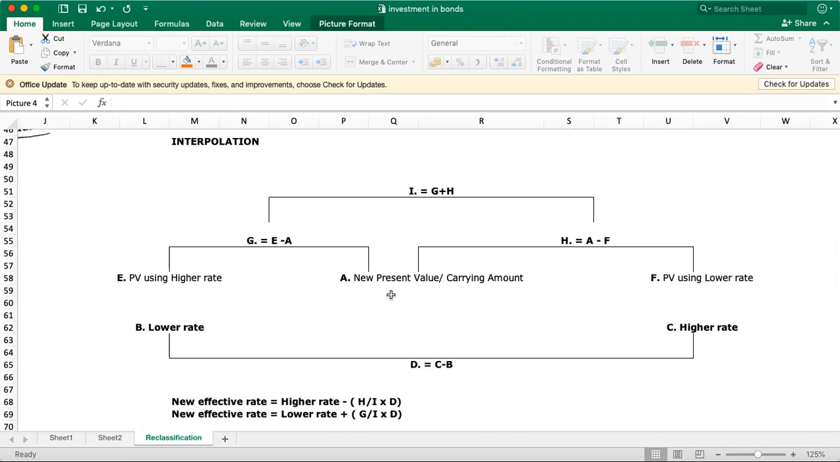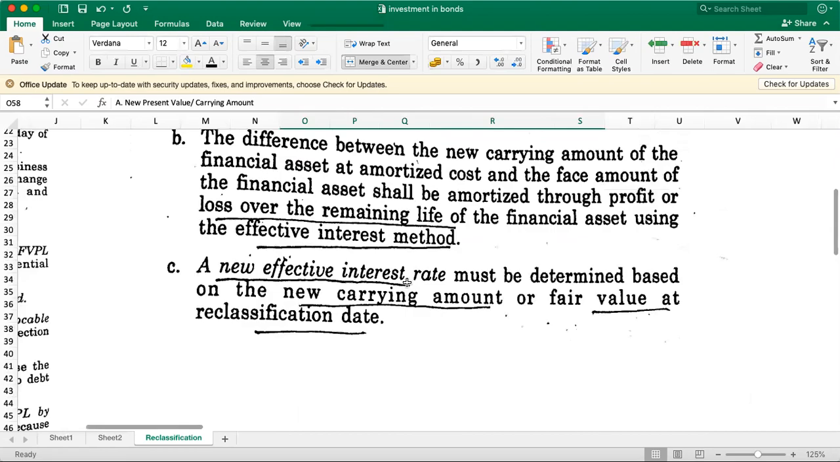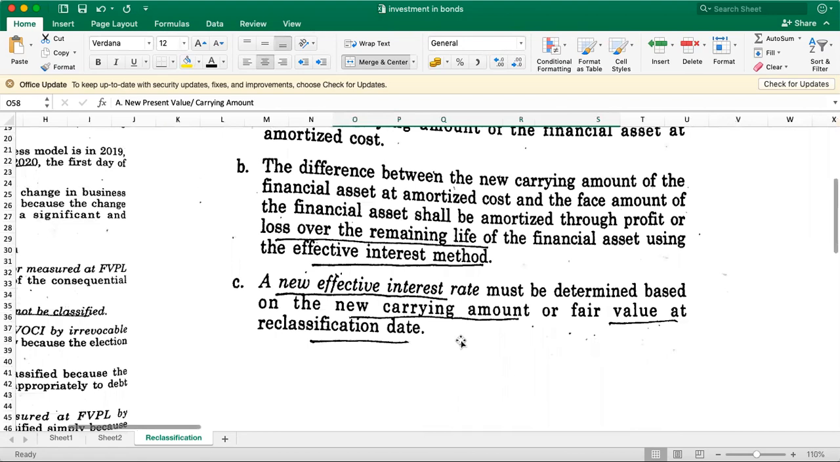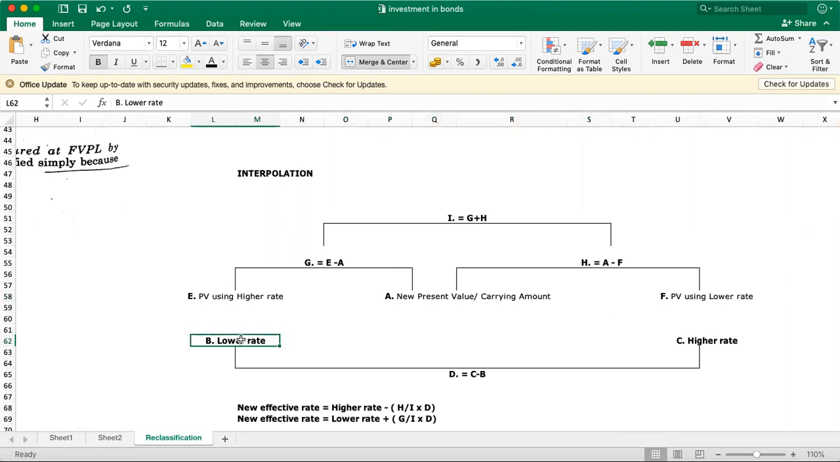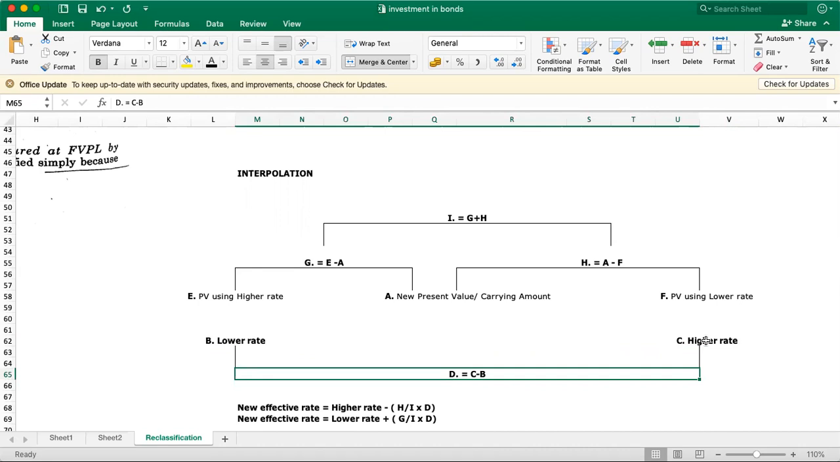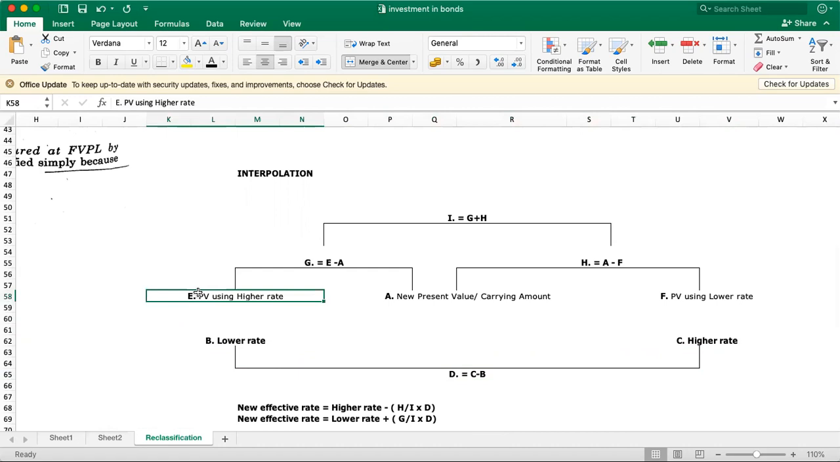So, tingnan muna natin, letter A. Ito yung letter A, this is the present value or carrying amount. Ito yung new carrying amount, di ba? This is the fair value at reclassification date or the new carrying amount. This is the starting point of your amortization table. Letter B, you have letter B, lower rate. Okay, so we know that the interest rate is in between two rates. So this is the lower rate. Like for example, the correct new effective rate is 8%. That's in between 7 and 9%. Okay, so here, this is the lower rate, this is the 7%. And this is the higher rate, like for example, 9%. So letter D, you just need to deduct the higher rate minus the lower rate. And then E, that's PV using higher rate. This is the new present value carrying amount. So here, we need to compute the present value. Sorry, this should be lower rate. Okay.